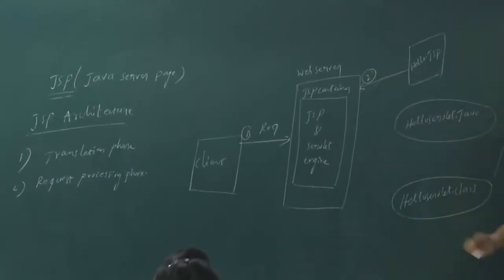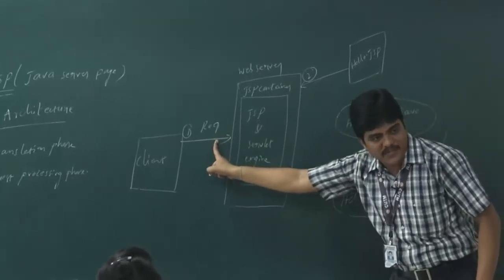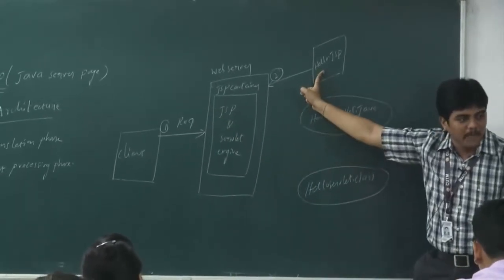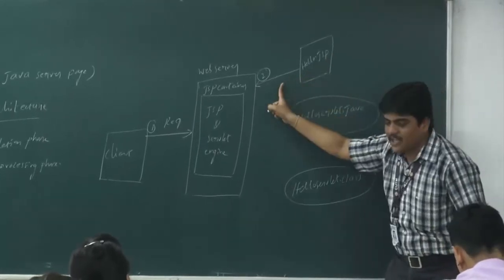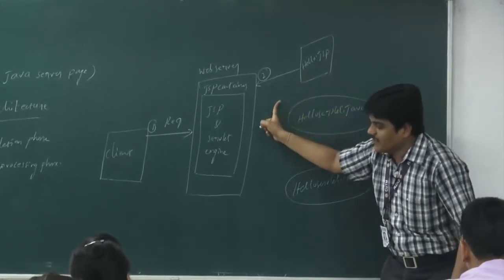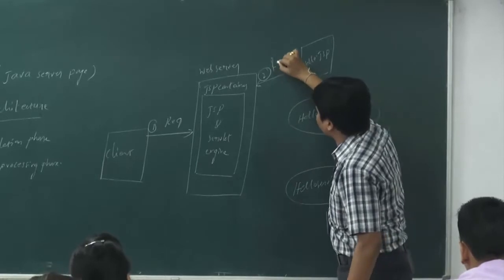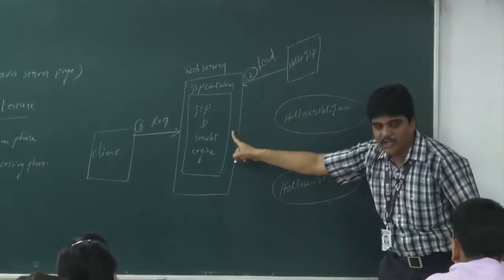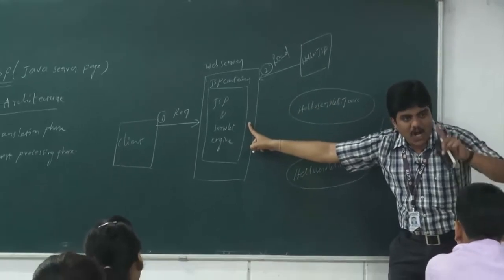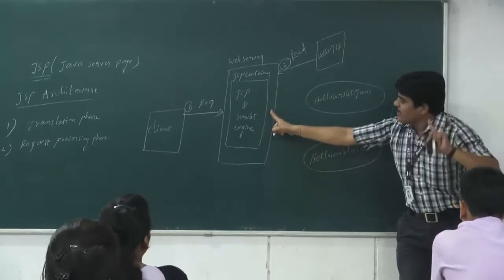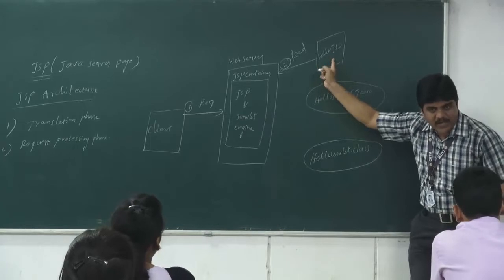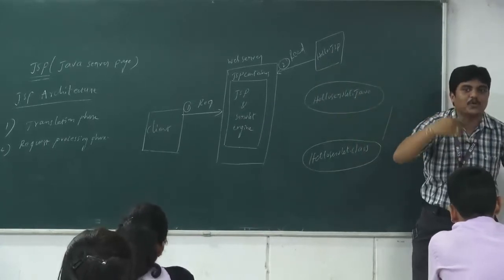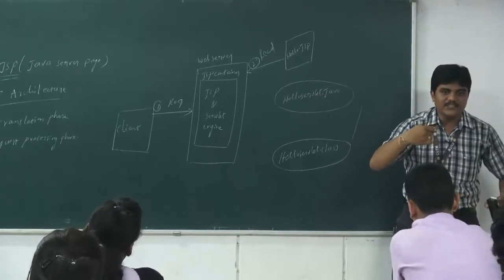Once the web server has recognized the request from the client side, the same request is forwarded to this JSP page. Now the JSP page reads the request. Once the JSP page reads the request from the web server, the JSP container calls the JSP method. After that, it translates the JSP page into servlet code. All of you clear this one?